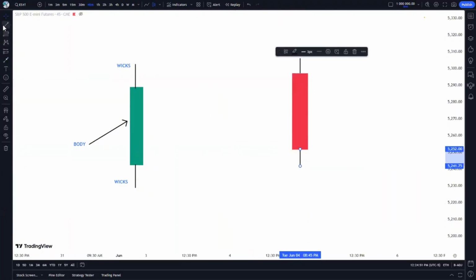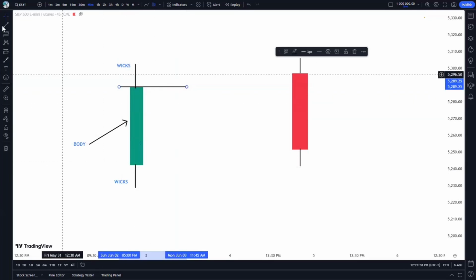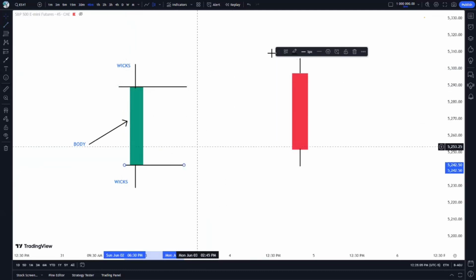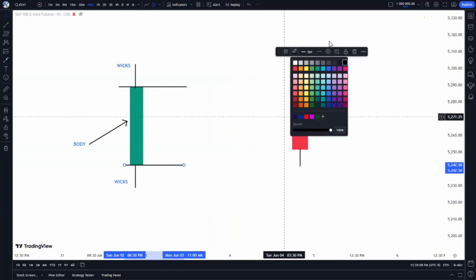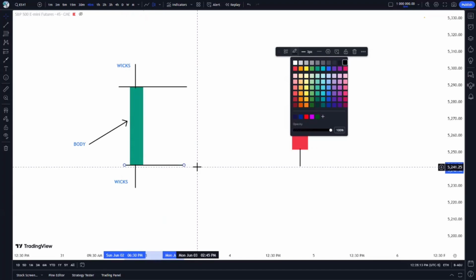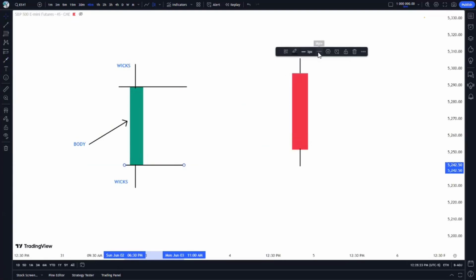And then you have the next thing, which is called the close and the open. On the green candle, remember what we call the green candle or the buy candle? It's called a bullish candle. On the bullish candle, it also has an open and a close. An open would be where the price started, and the close would be where the price ended on that particular candle on that particular time frame.